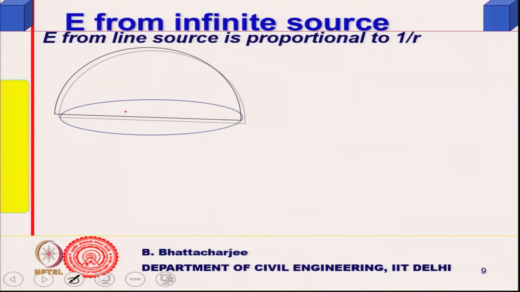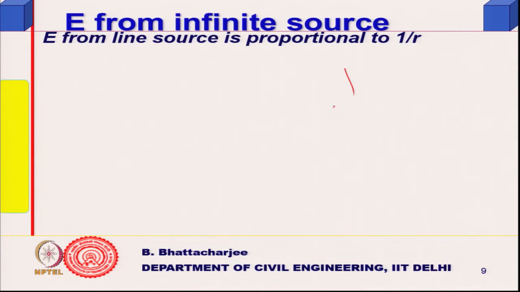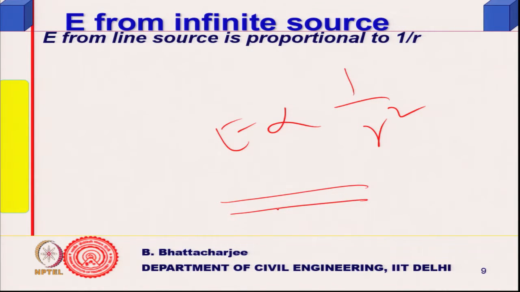Now, supposing I have a point source, then we have seen that E is proportional to 1 by r square, illumination. Now, supposing I have a tube lamp like sound we talked about, and I know the flux per unit length, I will call it f. It will pass through twice pi r into 1.